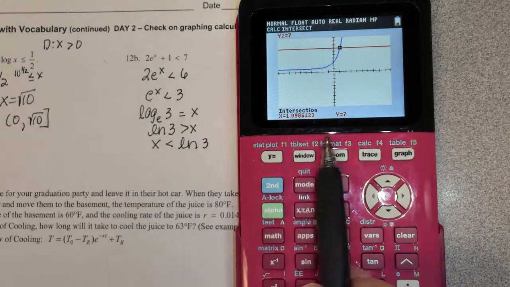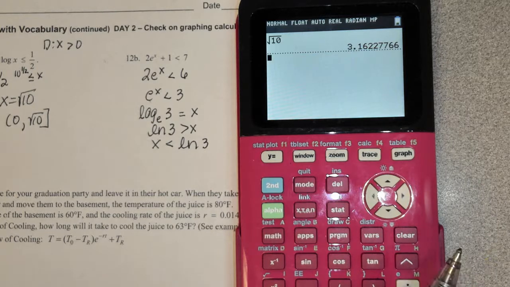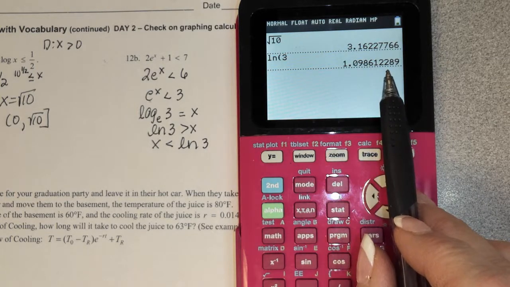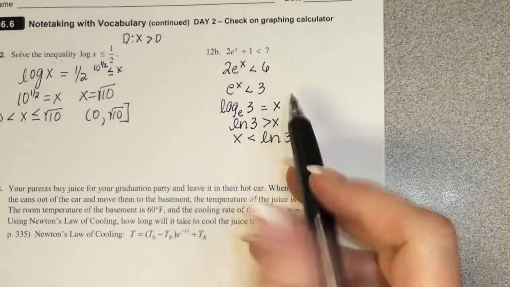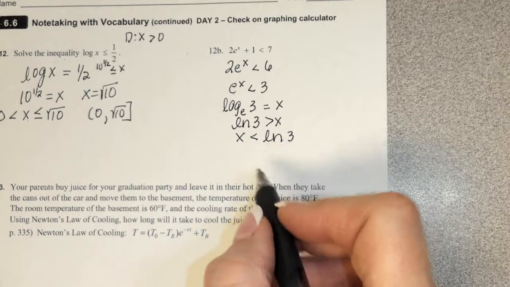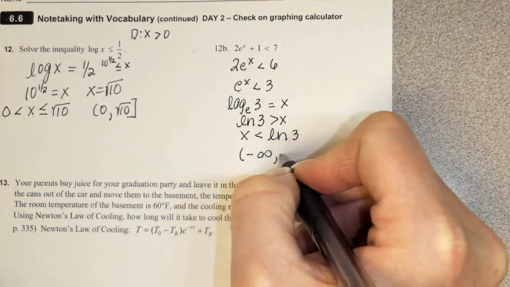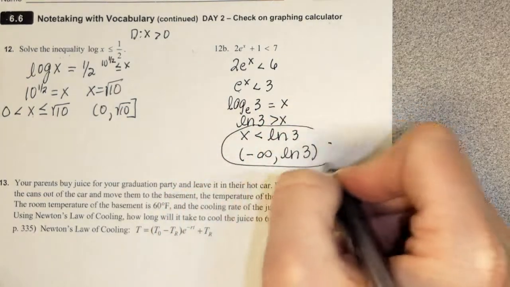So that's 1.0986. And look at what the natural log of 3 is. 1.0986. You with me on this? So it's a little tougher than the other ones, but that's the way we would write it as an inequality. In interval notation, we would put negative infinity to natural log 3. Both of those answers.